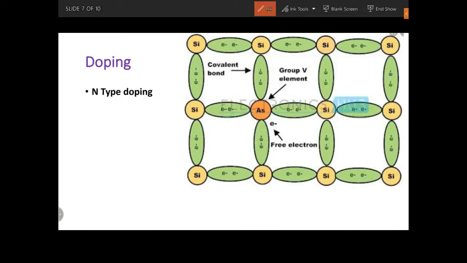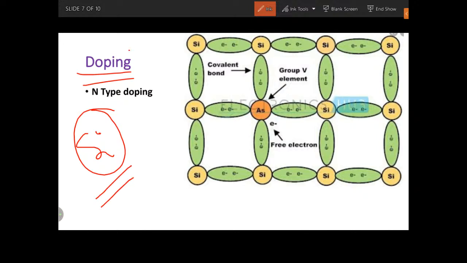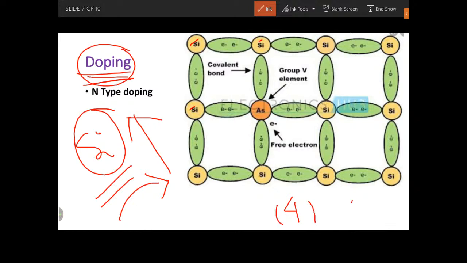So the next topic, the last topic, is doping. When we talk about doping, it is for silicon. Silicon is a semiconductor. The doping process is done to increase the conductivity of a semiconductor. Once again I am repeating, doping is done to increase the conductivity of a semiconductor. Now what is doping? Doping is introducing an element. Silicon belongs to group 4, so when you dope, you introduce either an element from group 5 or an element from group 3.